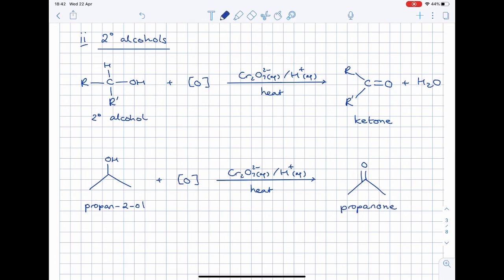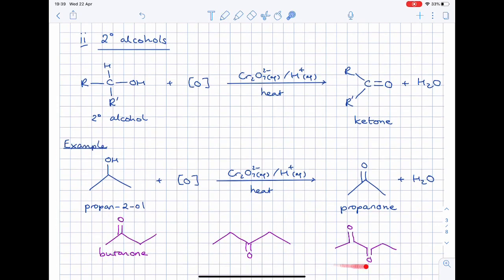So we take off the E from the parent alkane, propane, and replace it with ONE, as in the ONE in ketone. So this is propanone. We don't need a position number here for propanone because we only have one possible place the double bond O can go, because if we have the double bond O here, that will be an aldehyde. We then have the water to balance the equation.